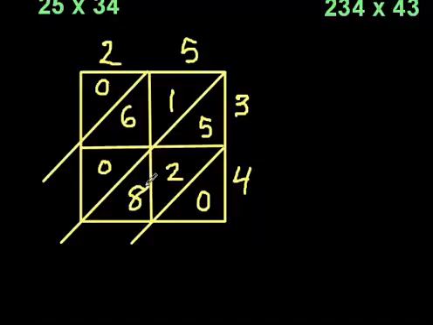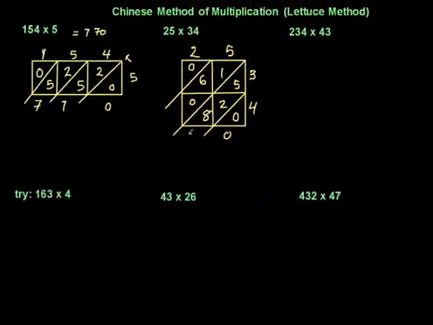Now I need to add the numbers up diagonally, so that is only 0. 5 add 2 is 7, add 8 is 15, so I'm carrying 1. So 1 is going to be added to these. So 1 add 6 is 7, add 1 is 8. There's nothing in here, so the answer for that question is 850.